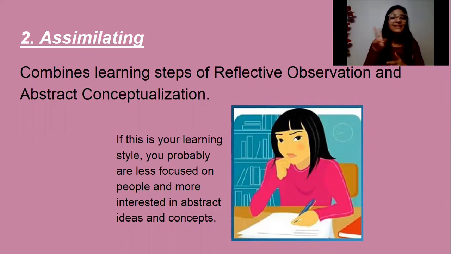The second is assimilating. Why? Because it combines learning steps of reflective observation and abstract conceptualization. People with this learning style are best at understanding a wide range of information and putting it into concise, logical form. For example, if this is your learning style, you probably are less focused on people and more interested in abstract ideas and concepts. Generally, people with this learning style find it more important that theory have logical soundness than practical value.